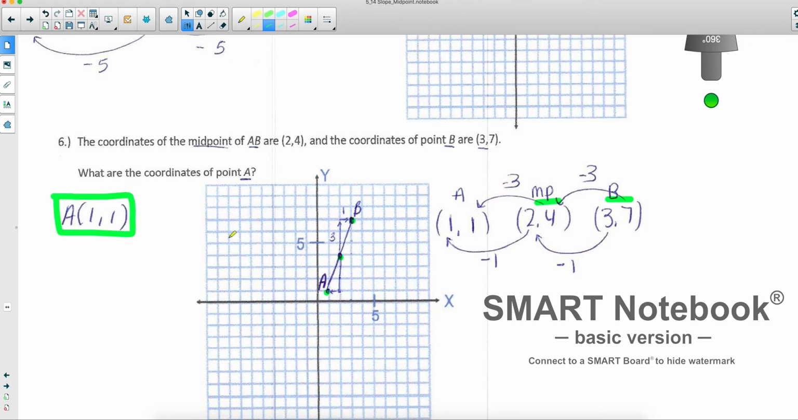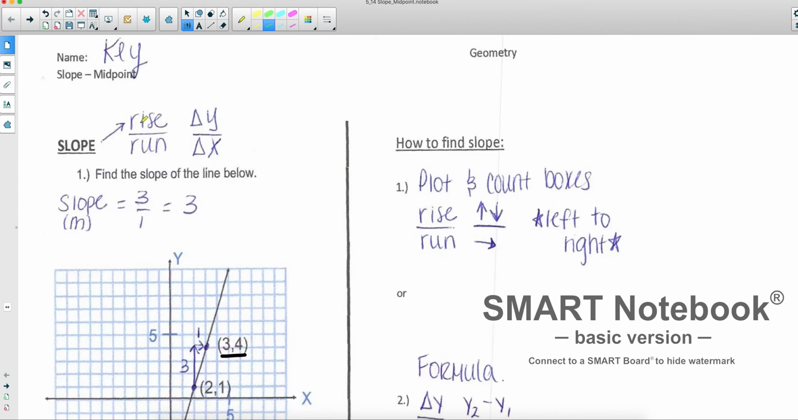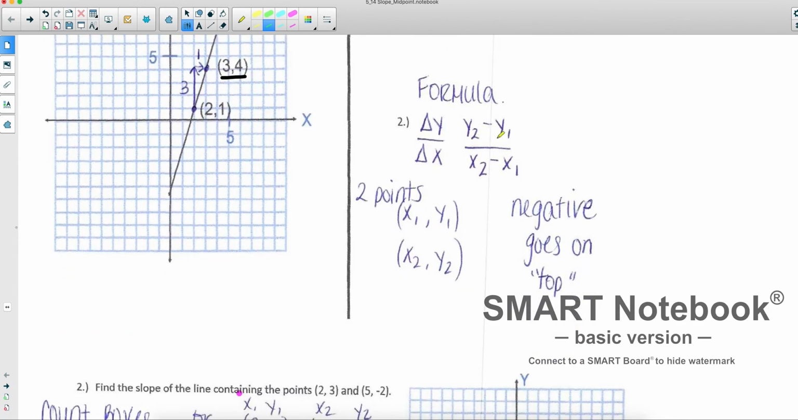Okay, so there are different ways to think about this: either using a setup, almost like a formula, or plotting points. To wrap everything up, we are dealing with both midpoint and slope. They both can be done by counting boxes or by applying formulas. Think of midpoint as the average of your x's and the average of your y's, or finding the slope and dividing by 2, then moving with that new slope. And think about slope, as always, as rise over run, change in y over change in x. You can plot and count boxes, always starting at the leftmost point, or you could use your formula. Subtract your y values and put that over the difference of your x values.